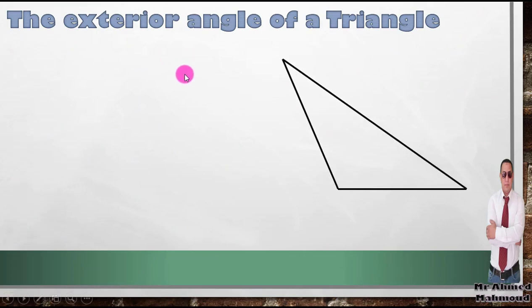Now we are going to study a new concept called exterior angle. In the polygon lesson, we have studied the meaning of the exterior angle. The exterior angle is outside the triangle or the polygon in general, and this angle formed from the extension of a side and another side. Okay, let this triangle called ABC, and I will extend CB outside the triangle like this.